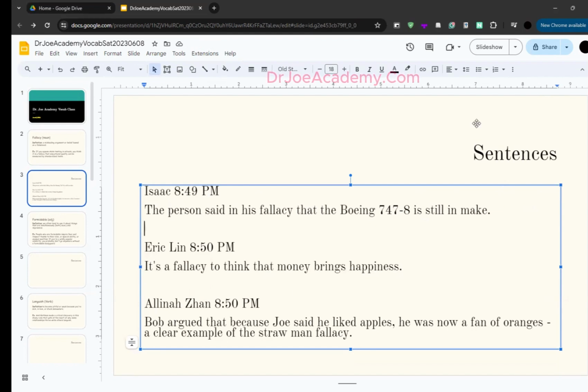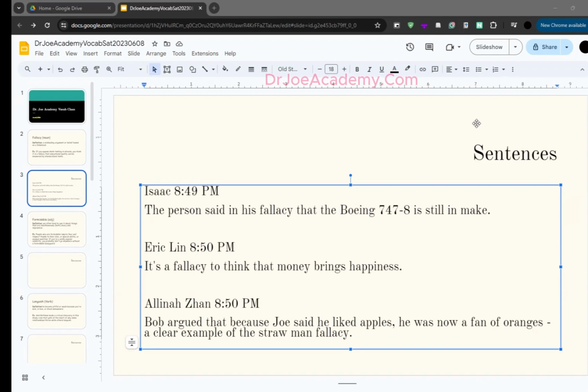The person said in his fallacy that the Boeing 747-8 is the make. Great job, Isaac. So, this is a great sentence using the word fallacy. Eric, do you want to read your sentence next? It's a fallacy to think that money brings happiness. Great job, Eric. So this is also another great example of using the word fallacy in a sentence.